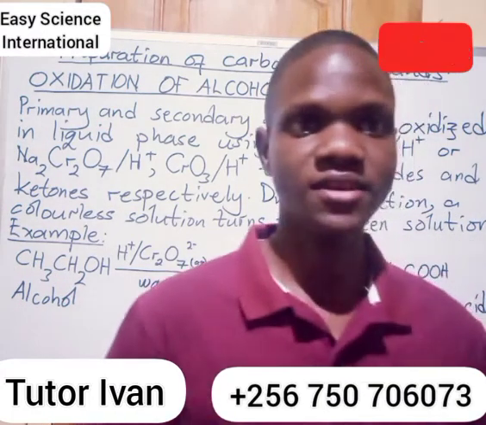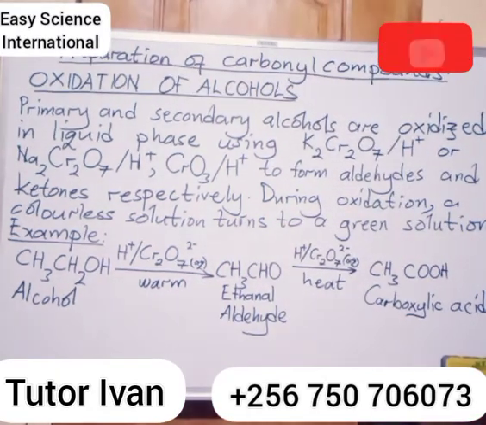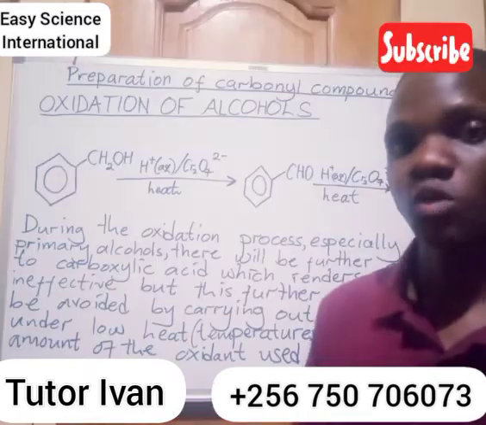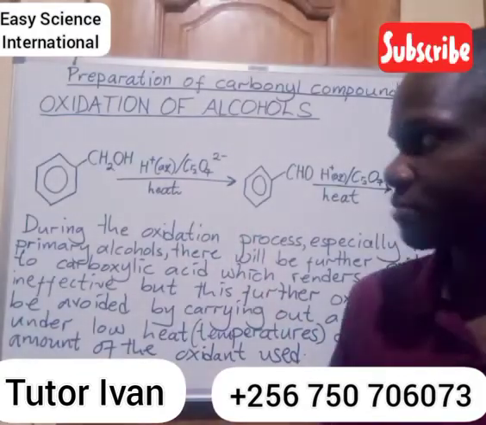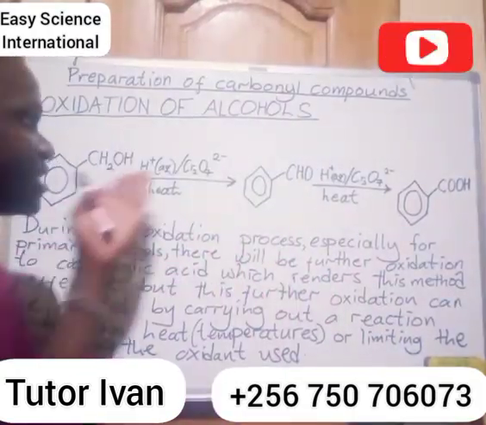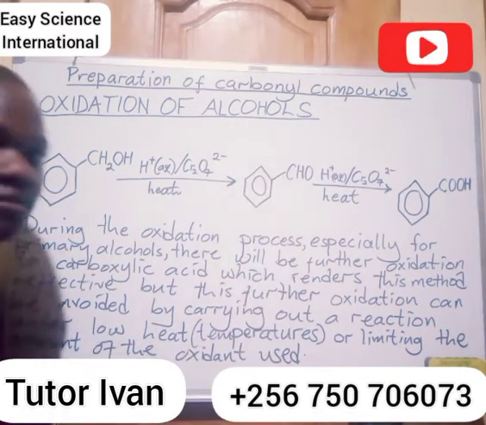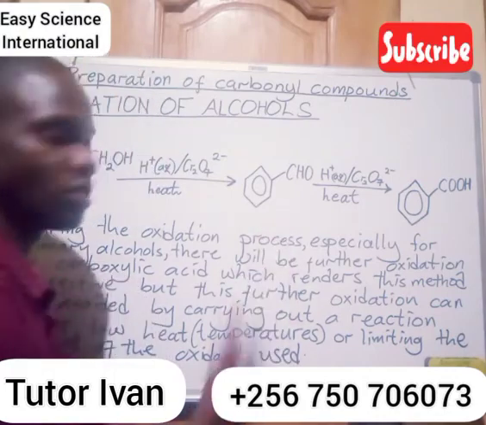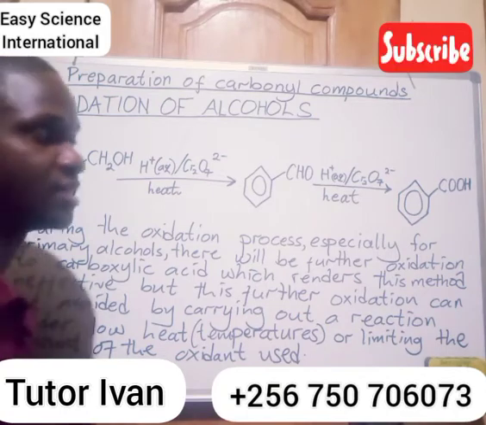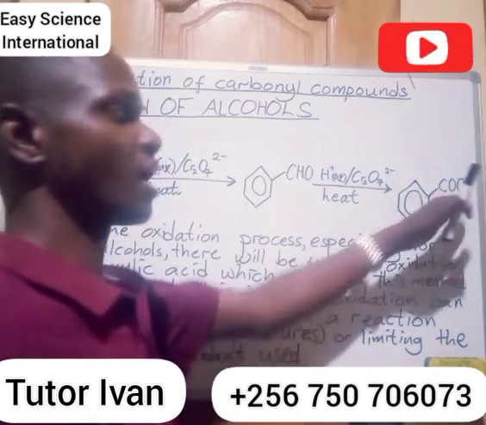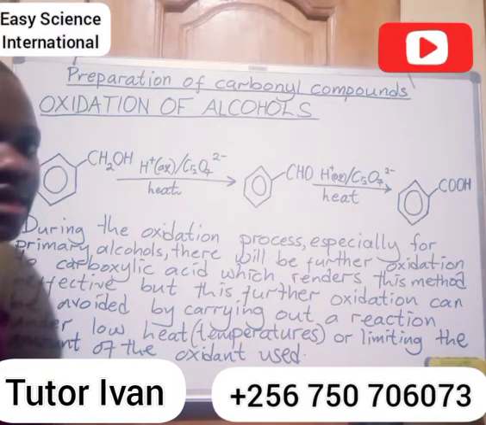Yes, let's continue with another example about this. Well, another example we can consider in the case of oxidation of alcohols is when you have phenyl methanol. Here, when you had acidified dichromate 7 and heat, you form benzaldehyde, which is an aldehyde. Now, further heating with addition of acidified dichromate 7, you form the carboxylic acid. So that is basically benzoic acid.